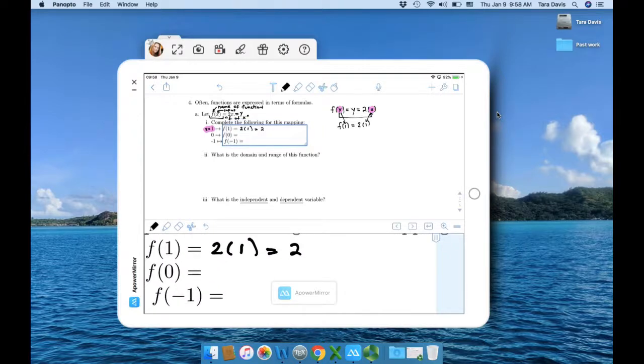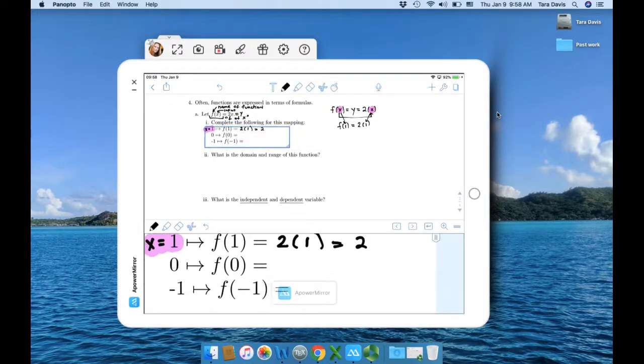Okay, now, if x is equal to 0, then y will be equal to 2 times 0, which is 0. And lastly, if x is equal to -1, then y is equal to f of -1, which is 2 times -1, or -2. Okay, so this is just an example of evaluating the function at a couple of points, but I could plug in other numbers too.